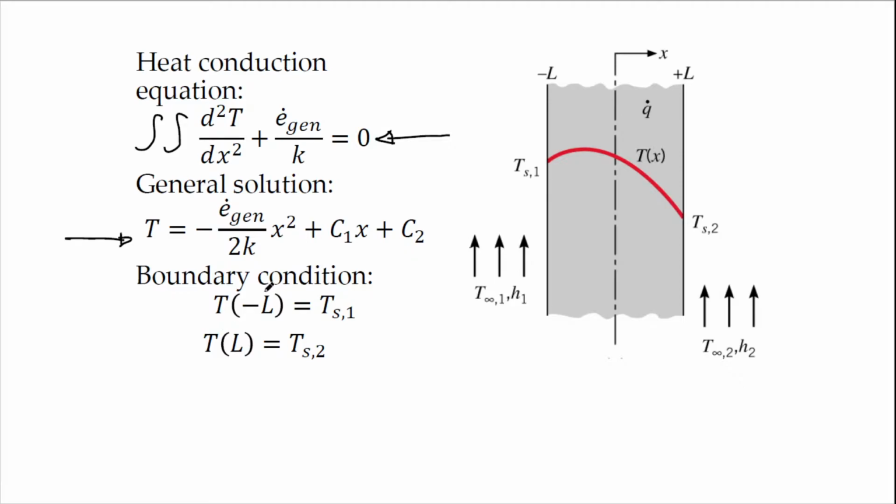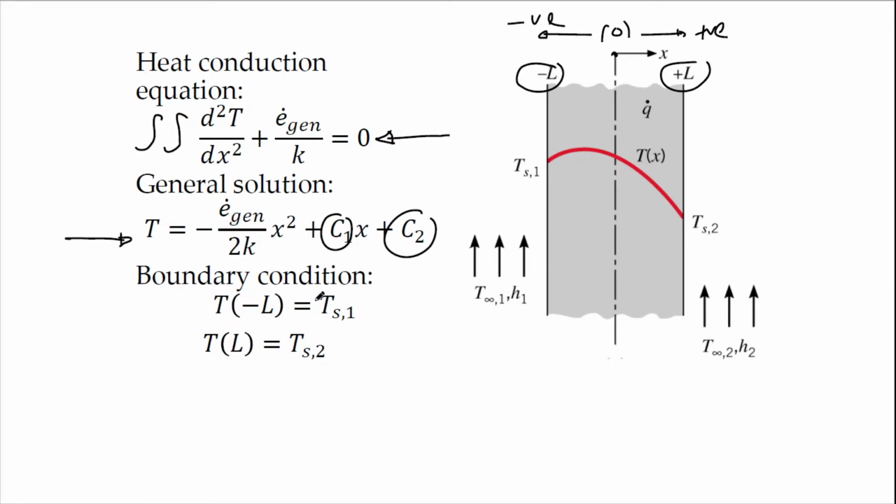The next step is to look at the boundary conditions because we have integration constants. For this wall, we are going to put a datum at the center of the wall. So this becomes 0, to the right is positive, to the left is negative. Then you have positive L, which gives you half of the thickness of the wall, and minus L, the other half of the thickness to the left.